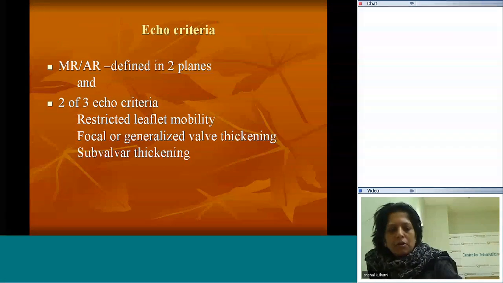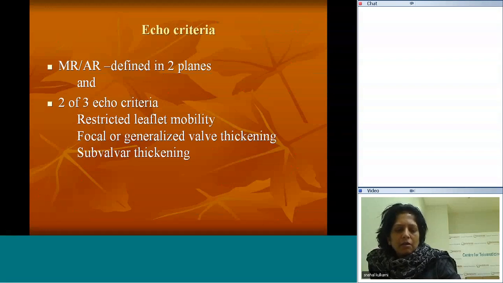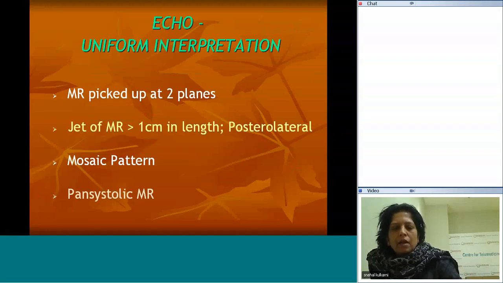You need to have mitral or aortic regurgitation, but it should be defined in two planes. And we should have either two or three criteria. You should definitely have restricted leaflet mobility, focal or generalized wall thickening, and subvalvular thickening.